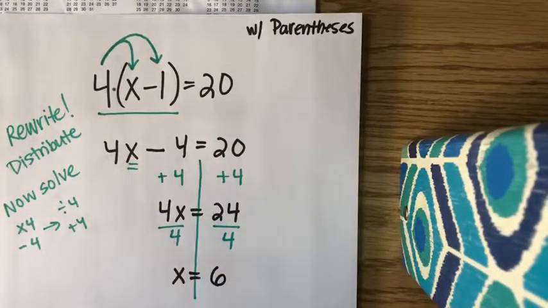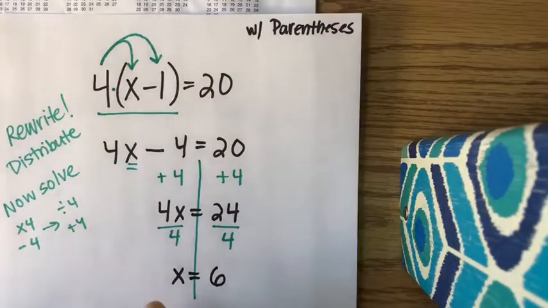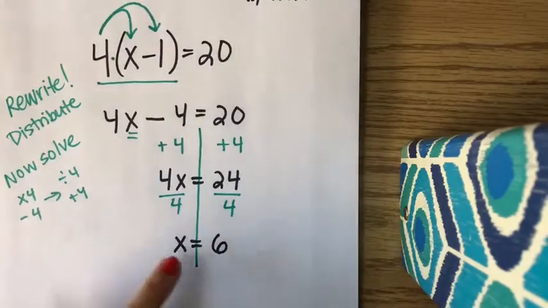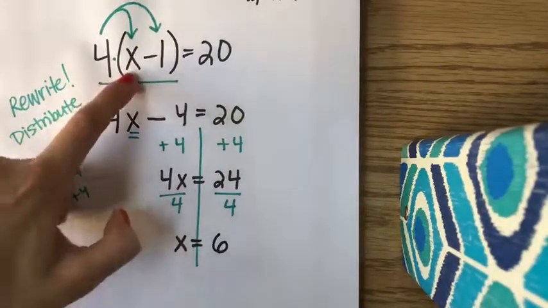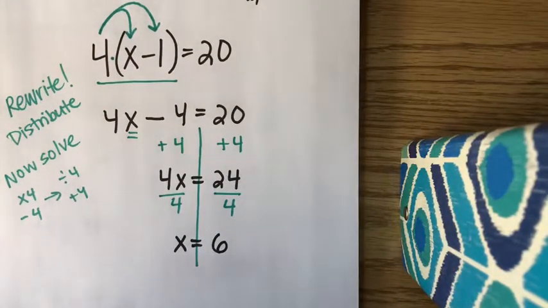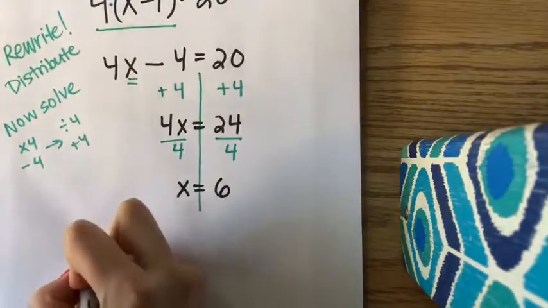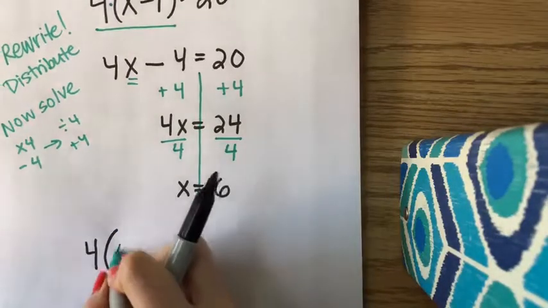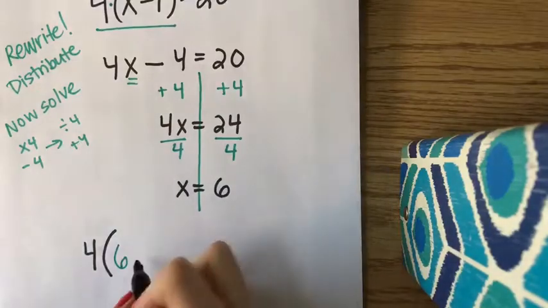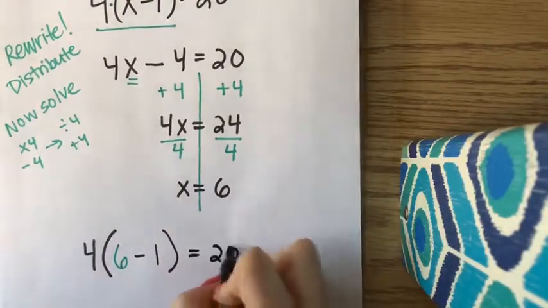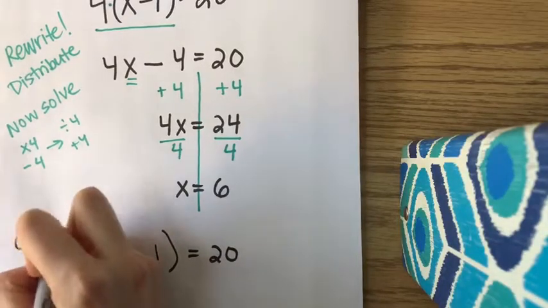I'm pretty sure that's the solution to my equation, but it's always a good idea to check to make sure I didn't make a mistake. So to check, again, I'm going to take my solution and plug it in for x in my equation and see if it makes sense. So I'm going to take 4 and multiply that by 6 minus 1, just like my equation says, and see if that equals 20. And that's how I will check.